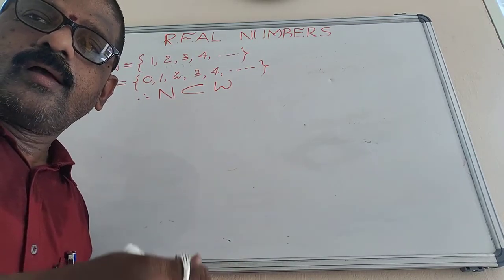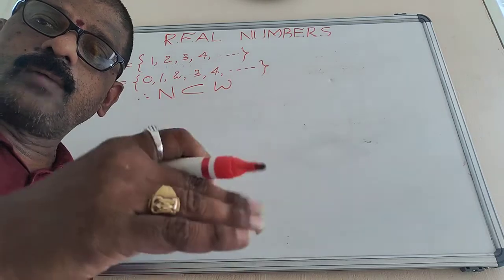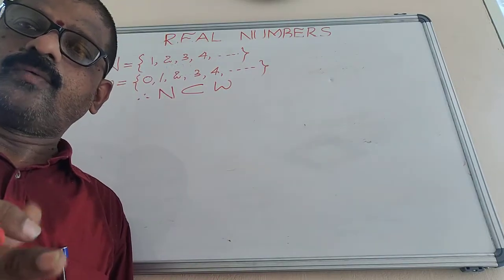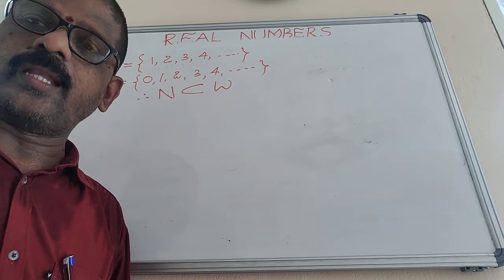Why? Whole numbers means 0, 1, 2, 3, 4, and so on. We have to observe that 0 is not in natural numbers.